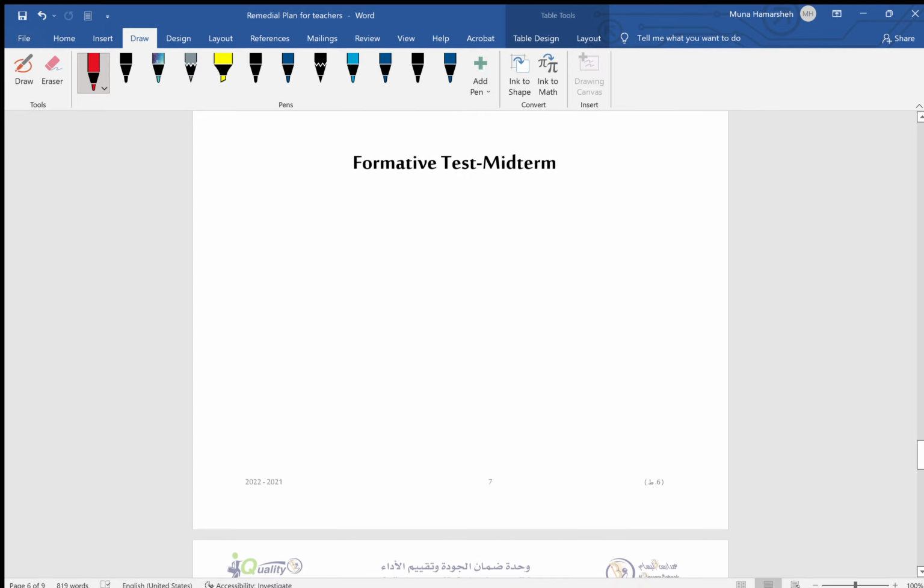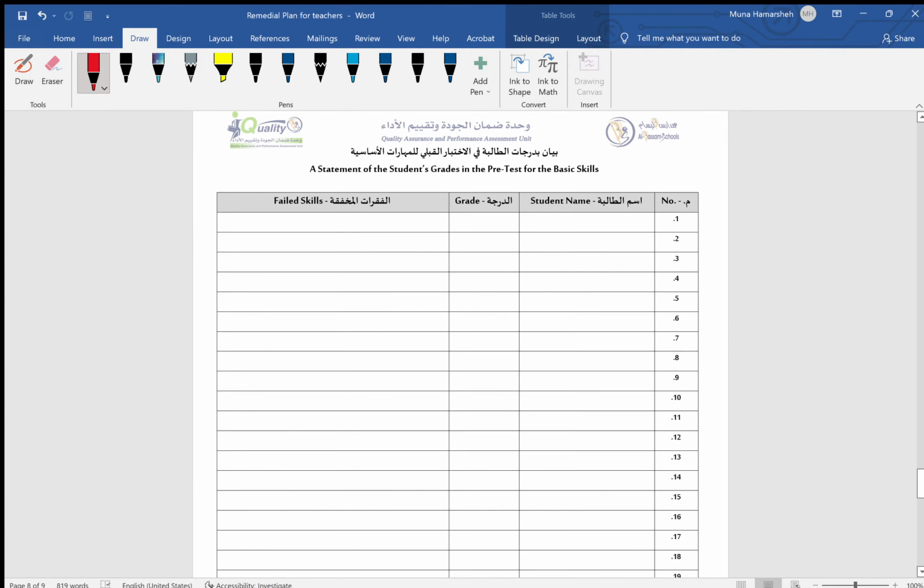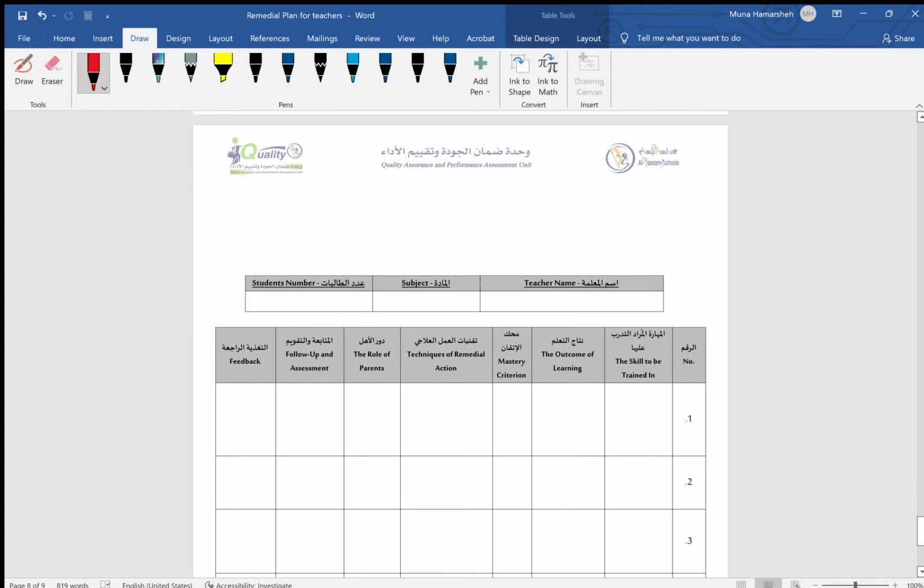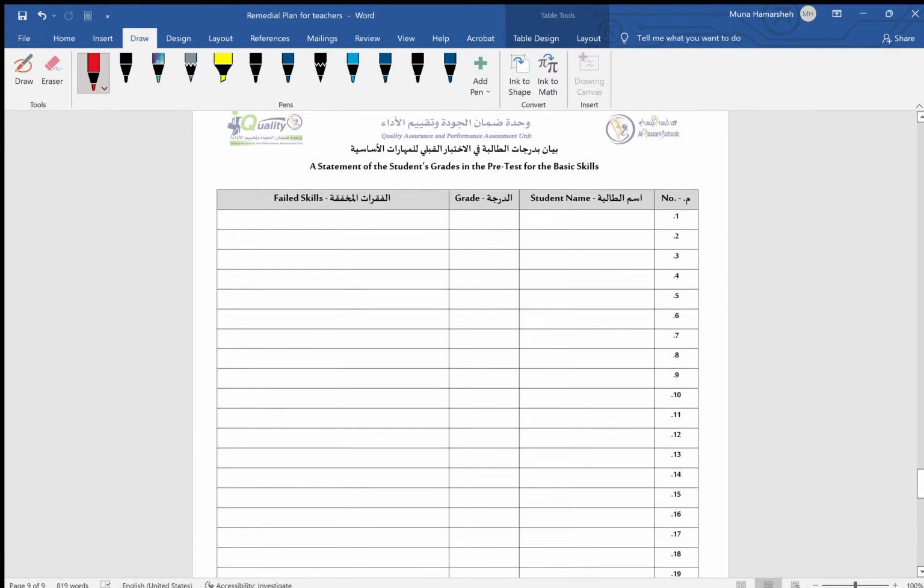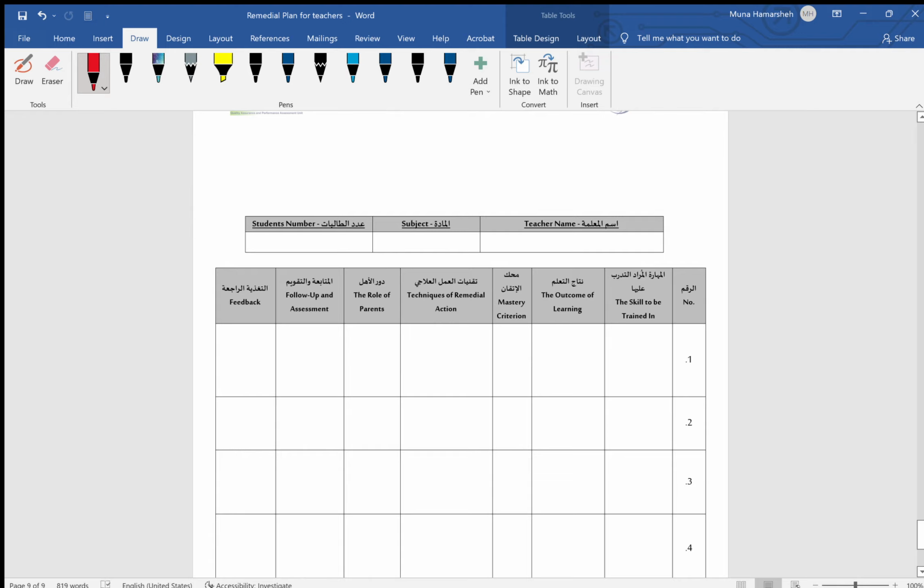For the formative test, the midterm test, we will go through almost the same sequence of events, but we will not go for a focus group. Okay, we will only list down the names of the students with the skills that they did not master, and we will go through the skills the regular way.